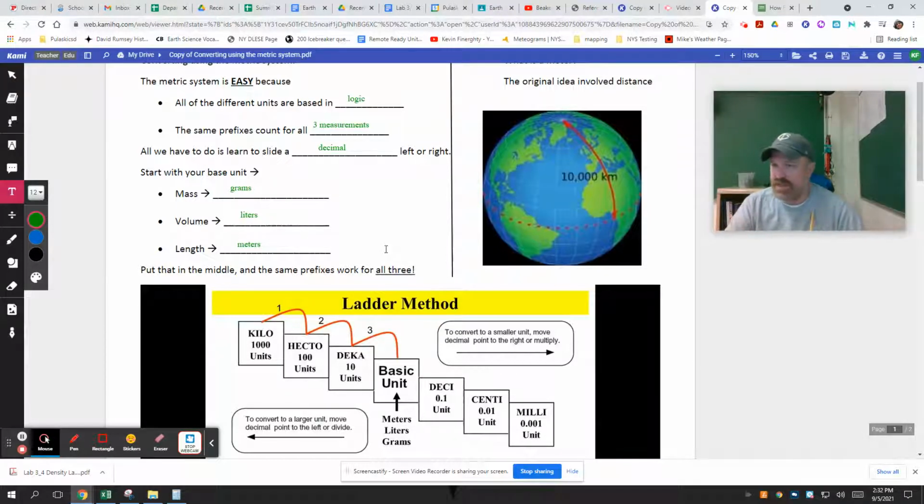And then you can even get into temperature, and it takes 1 calorie to heat 1 gram by 1 degree Celsius. And then the Celsius scale goes from 0 to 100. Everything kind of makes sense once you learn it. It's a lot easier.